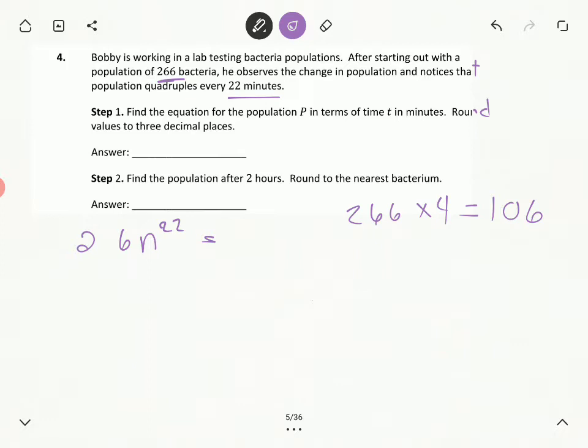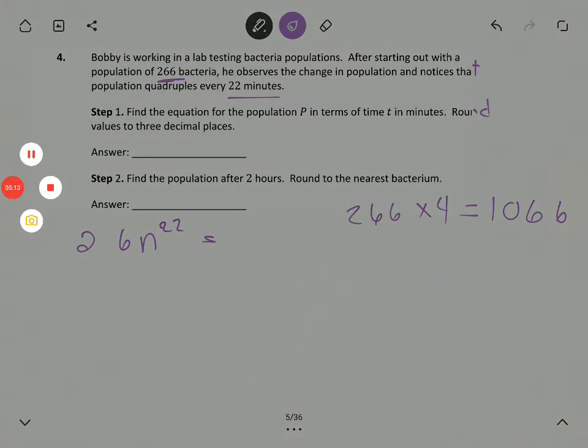6 times 4 is 24... I think I got that wrong. Let me pause this for a moment. It's 1064. Okay, I couldn't read my own handwriting. So we set it up like this: 266 n to the 22 equals 1064.